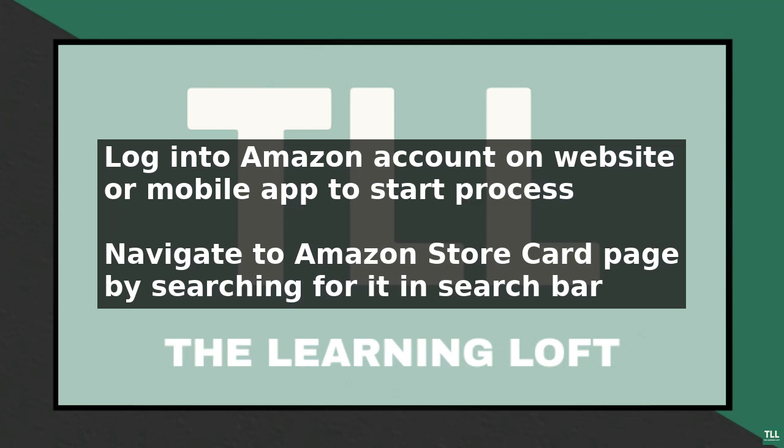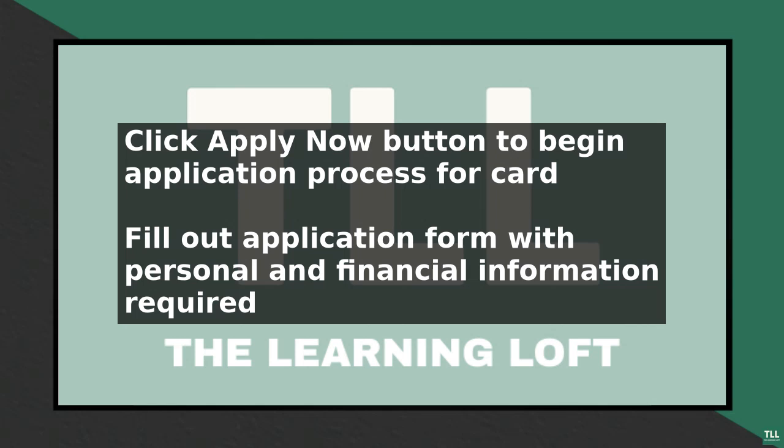You will be prompted to sign into your Amazon account again to verify your identity. Fill out the application form with your personal and financial information, including your name, address, and income. After submitting your application, you will receive an instant decision on whether you are approved for the Amazon store card. If approved, you can immediately add the card to your Amazon account by clicking on the Add to Account button.